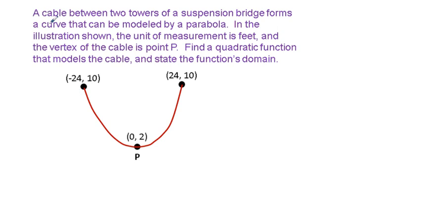This is the toughie here. The cable between 2 towers of a suspension bridge forms a curve modeled by a parabola. In the illustration shown, the unit of measurement is feet, and the vertex of the cable is point P. Find a quadratic function that models the cable and state the function's domain. Well, the form for a quadratic function is f of x equals a times (x minus h) squared plus k. And here, at the point (0, 2), we have h is equal to 0. And then we have 2, so we're going to go up.